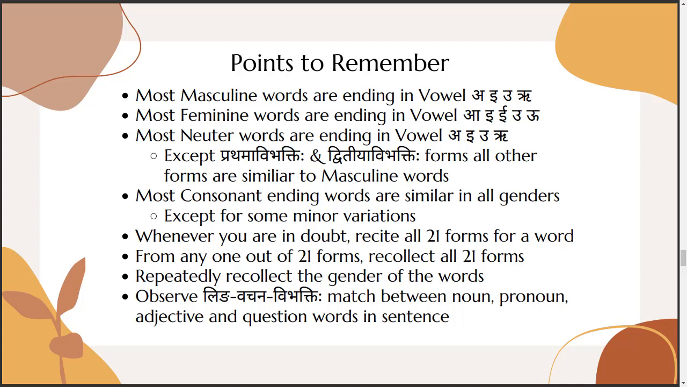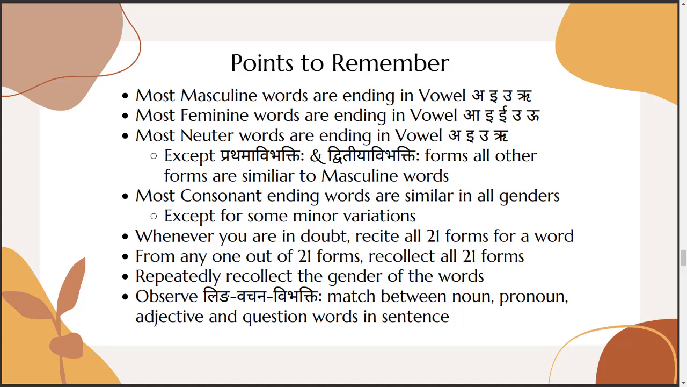That also we know. Consonant ending words, that is takaranta, sakaranta, nakaranta, jakaranta, like that. Consonant ending words are almost similar in masculine, feminine, that is Pullinga, Strilinga, Napumsakalinga, except for some minor variation. All such things we studied in course 2, and how different forms are made, that in detail we studied in course 3. So keep all that knowledge in mind.